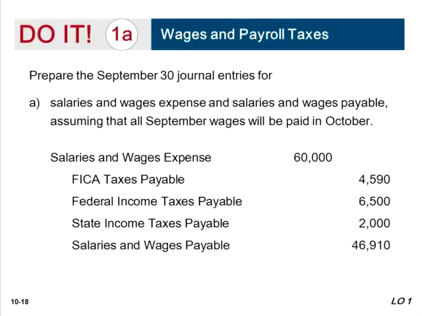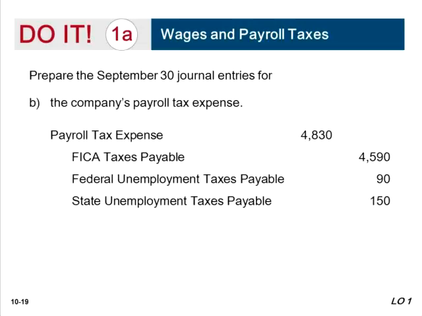All right, so in this slide, we have the entry to record the payroll. We're debiting salaries and wages expense, $60,000 for the gross pay. Credit FICA taxes payable for $4,590. Credit federal income taxes payable for $6,500, credit state income tax payable of $2,000, and credit salaries and wages payable of $46,910. So that $46,910 is the net pay that will go to the employees.